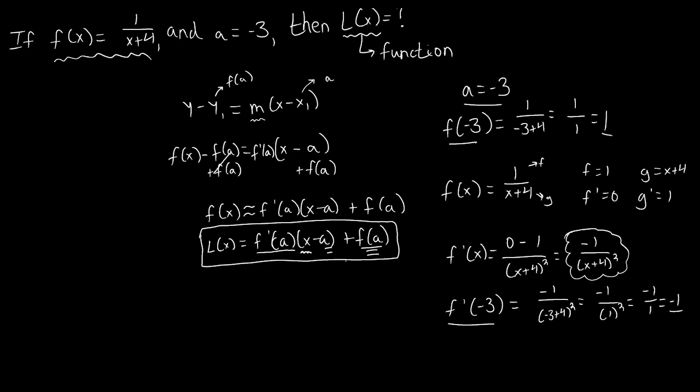So let's go ahead and figure out what our linear approximation is for the things that we've been given. So we have L of x is going to equal f prime of a, which is -1, so -1 times x, remember it stays in variable form, minus -3, and then we get plus f of a, and we evaluated f of -3 to be 1. So we have this going on.